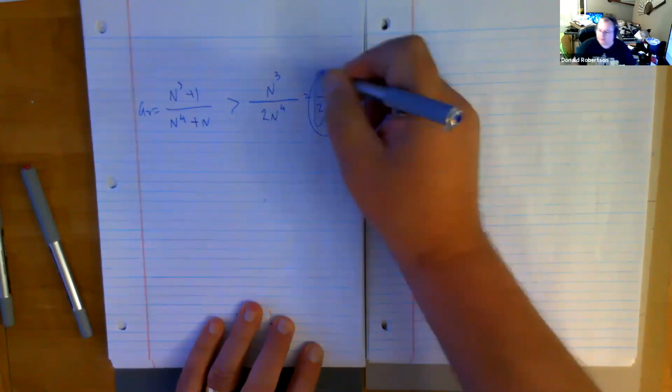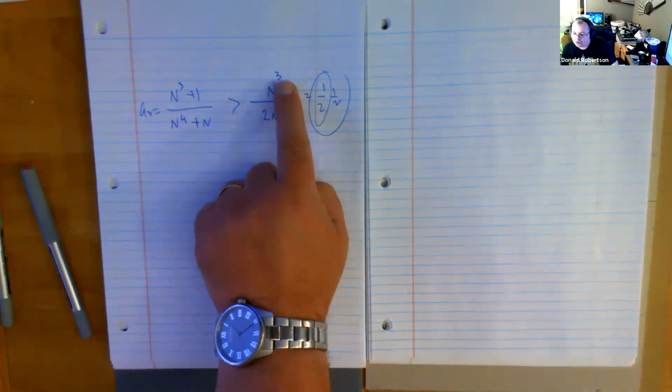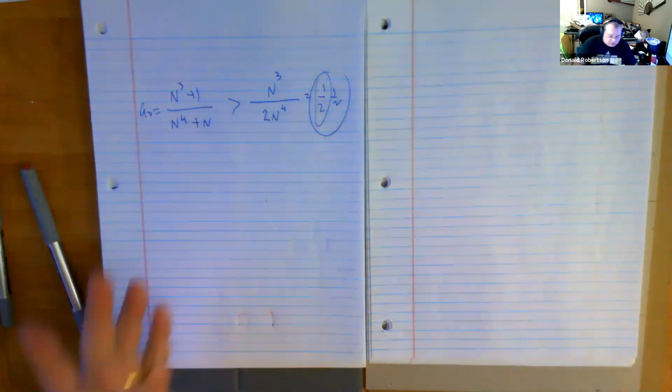The half doesn't matter, right? It's the 1 over n that matters. So that would be all I would be expecting here. I would expect you to show me what the top and the bottom transitions are.